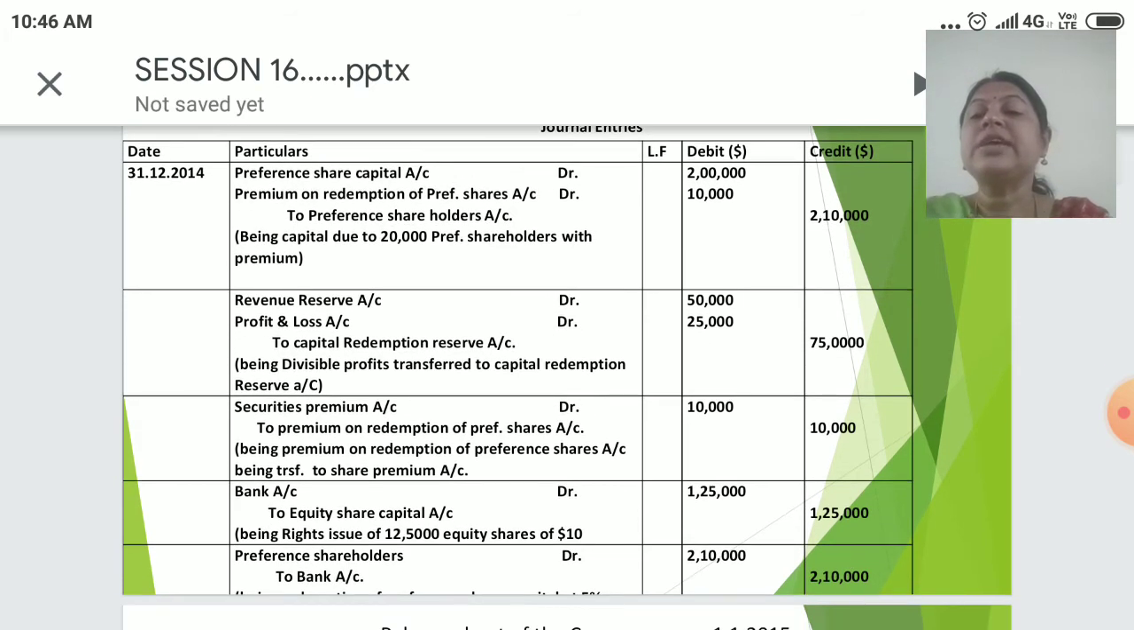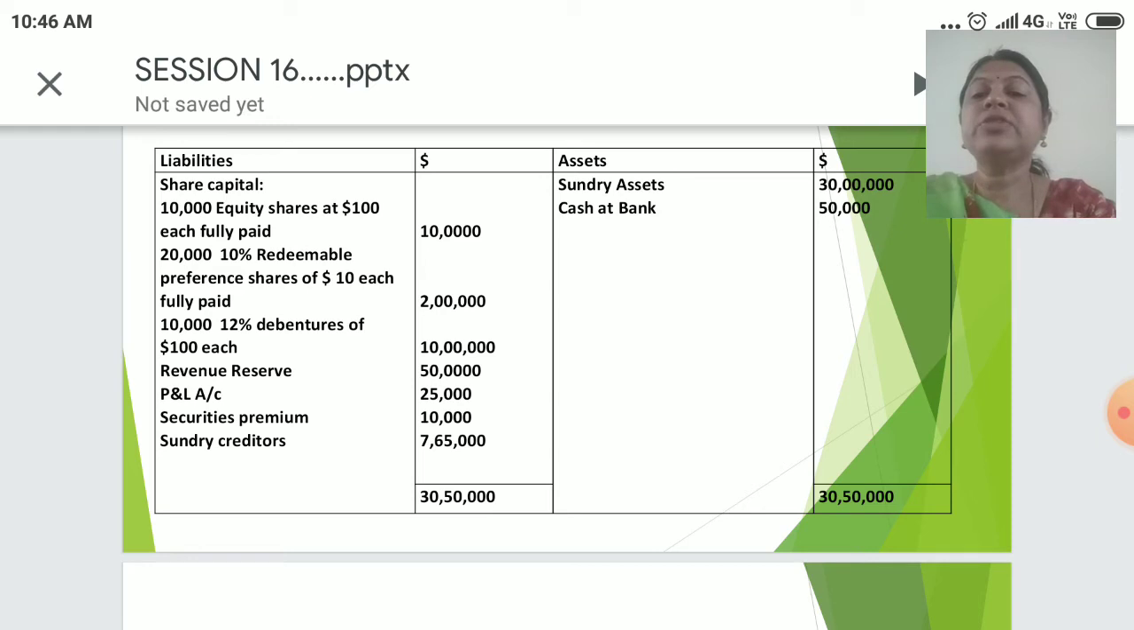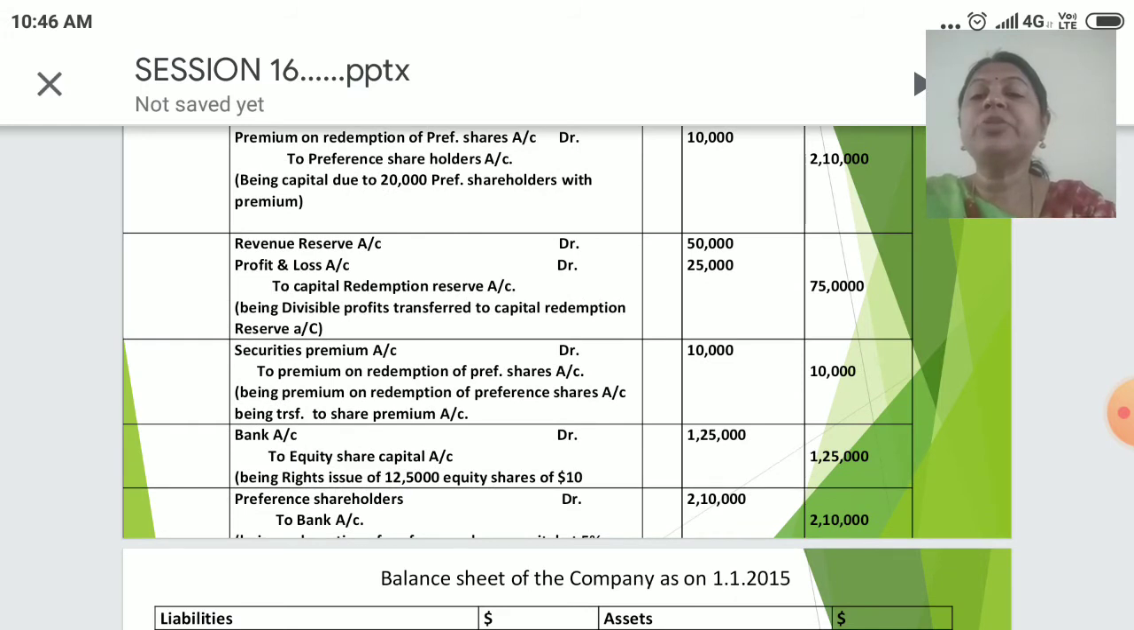And the second would be the divisible profit. It will be transferred to capital redemption reserve. So we have revenue reserve 50,000, profit and loss account 25,000. We can see in the balance sheet revenue reserve 50,000 and profit and loss account 25,000. So the total 75,000 would be transferred to capital redemption reserve account.